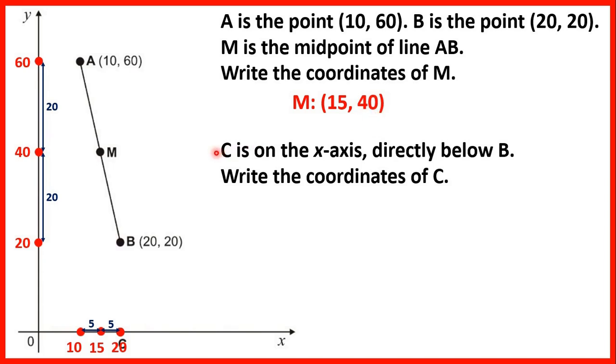Now C is on the x-axis, directly below B. Write the coordinates of C. Because B has an x-coordinate of 20, point C will have an x-coordinate of 20 as well. And because C is on the x-axis, that means the y-coordinate will be 0.